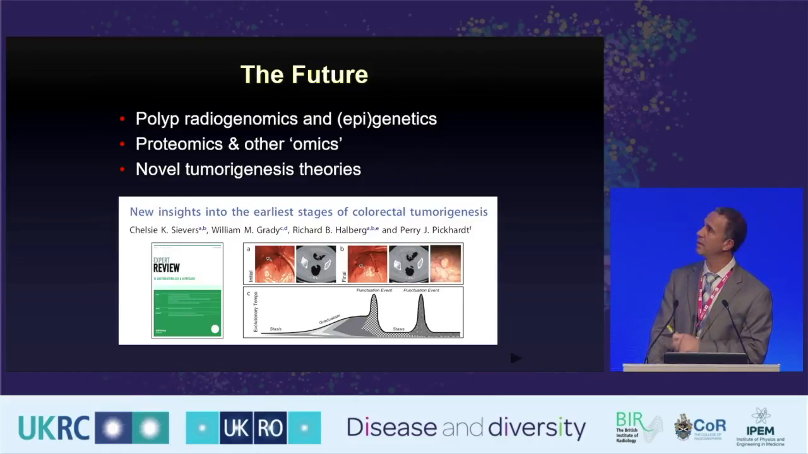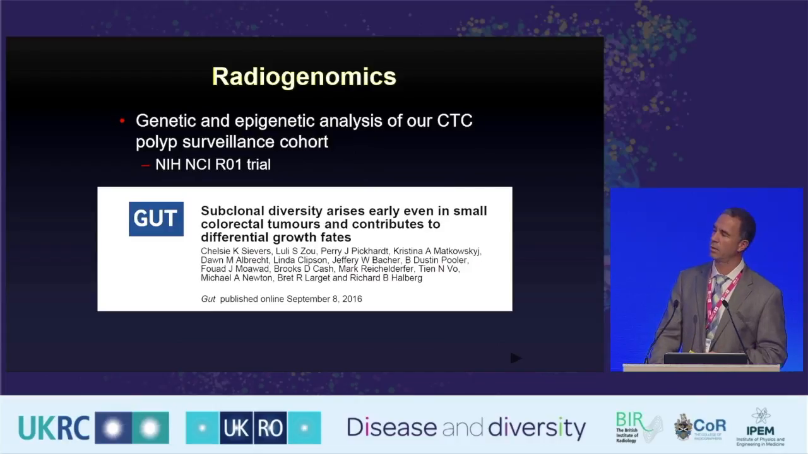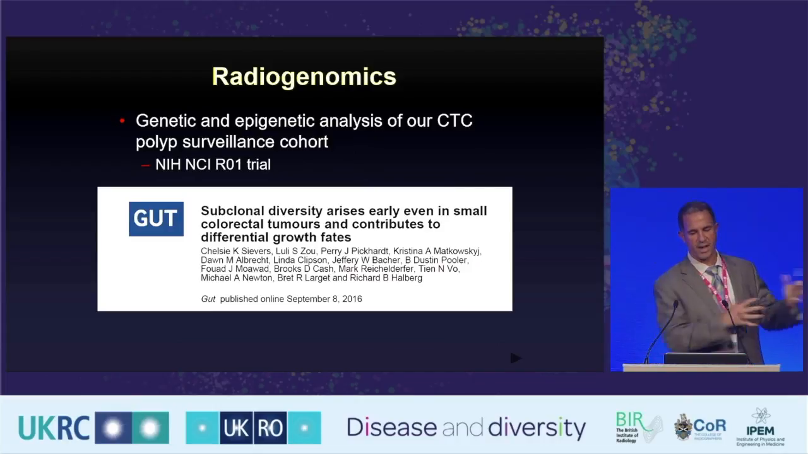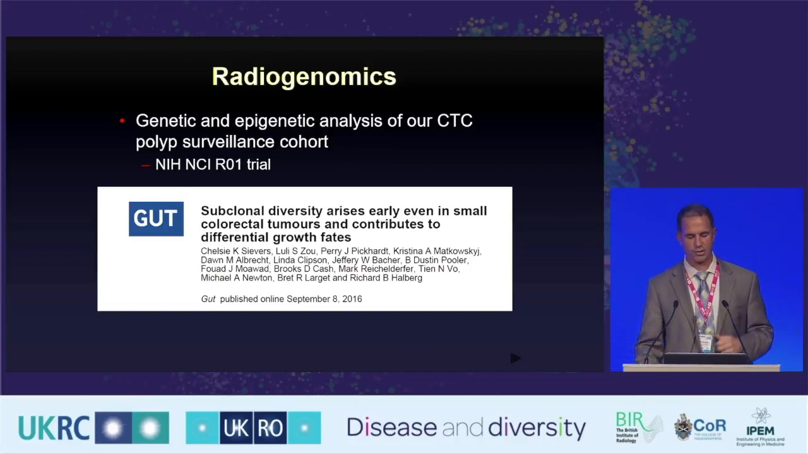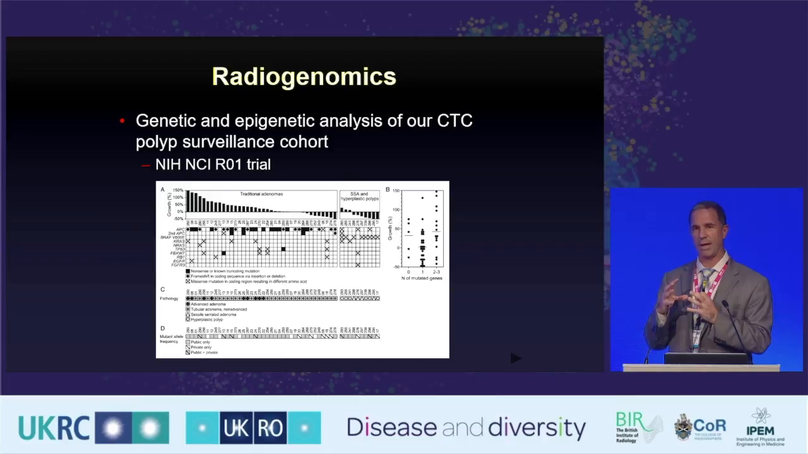But we've looked at a number of things. I would urge you, if you're interested, to read this review looking at tumorigenesis. We have an NIH R01 trial looking at radiogenomics. So now we have all these resected polyps. We know what their fate was before resection. So we're going to look at their genetic and epigenetic profiles and try to show what we think we're seeing, which is, in this early pilot study, that a lot of these polyps have early mutations.